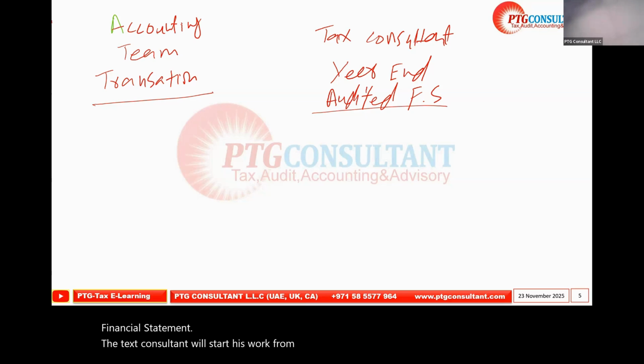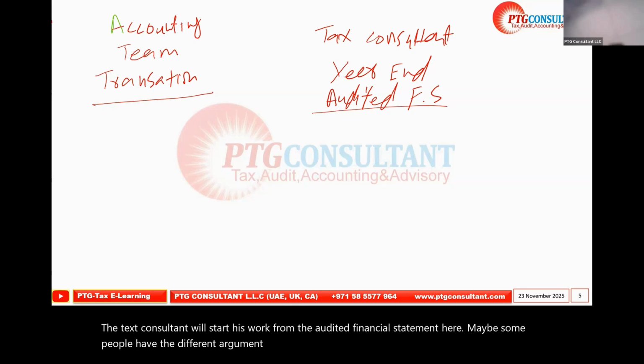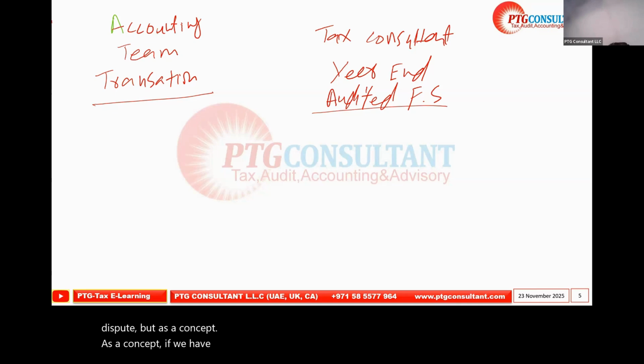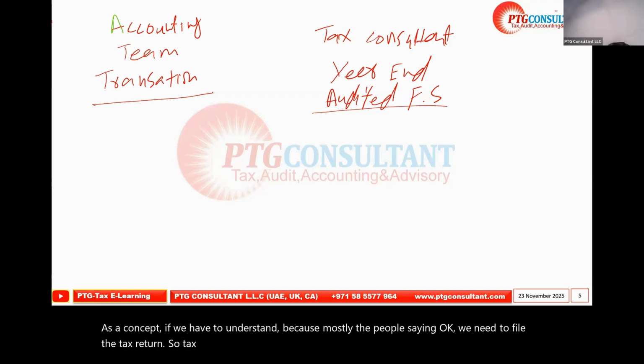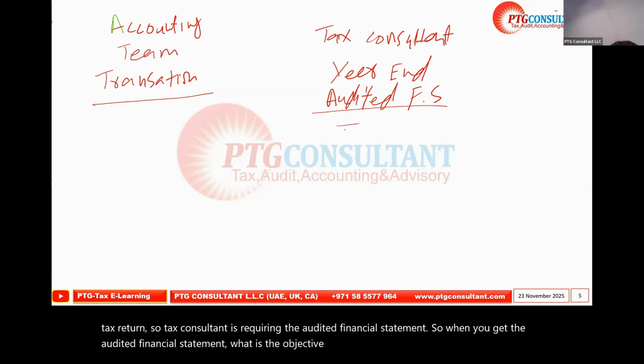Here, maybe some people have a different argument, which may be correct or not correct. That is not the main dispute. But as a concept we have to understand, because mostly people say, okay, we need to file the tax return, so the tax consultant requires the audited financial statement. So when you get the audited financial statement, what is the objective here? If your transaction level audit, here is the auditor.